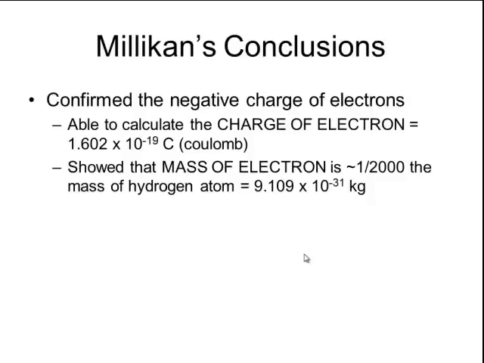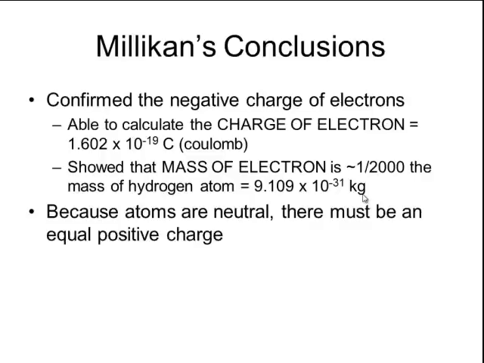Also, by measuring how quickly those oil droplets fell through his apparatus, he was able to calculate the mass of an electron. He was able to calculate the charge of the electron to be equal to 1.602 times 10 to the negative 19th coulombs, and the mass of the electron as 9.109 times 10 to the negative 31st kilograms. And notice that that mass is about 1/2000th the mass of a hydrogen atom. So you would need 2,000 electrons to equal the mass of a single hydrogen atom.